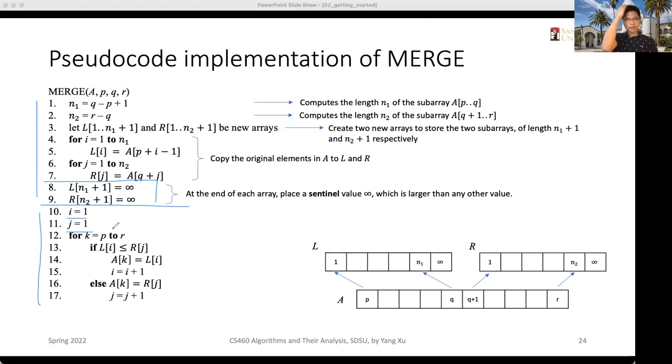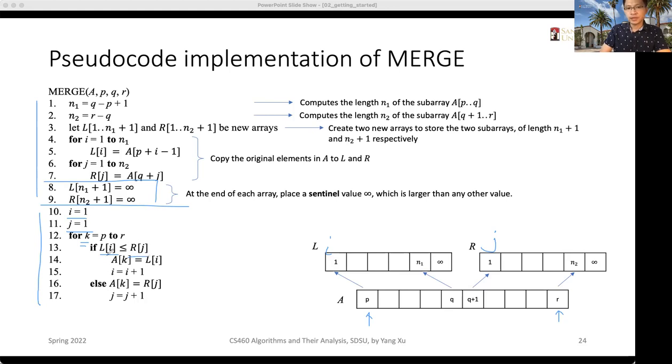These two counters are used for the left and right subarrays respectively. There's a third counter, K, that ranges from the start of the array to the end of the array. K slides from the head of the array to the end because we want to rearrange all the elements. Within the body of the for loop is an if and else condition. We make a comparison between the top elements of L and R: the top element from L, which is L[i], and the top element from R, which is R[j].